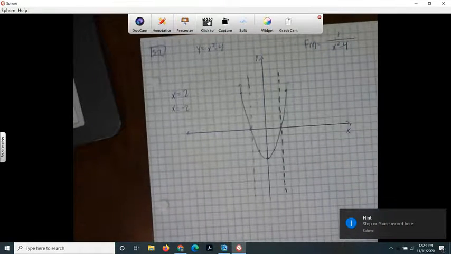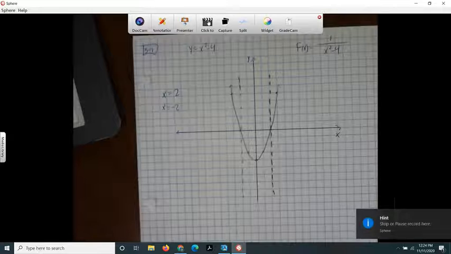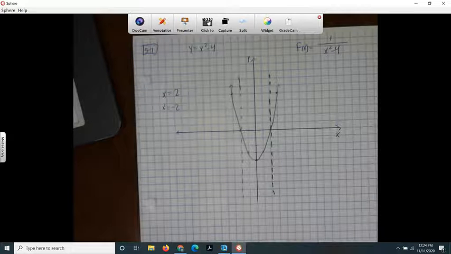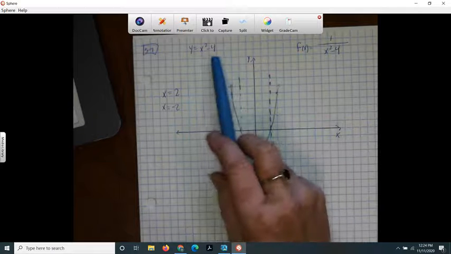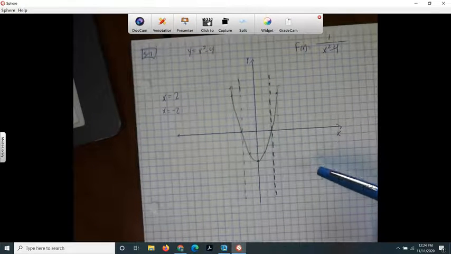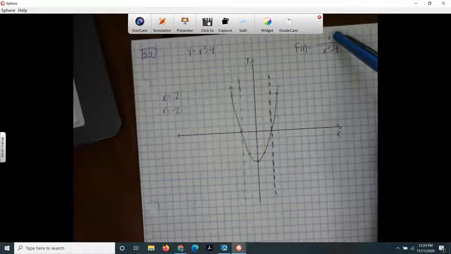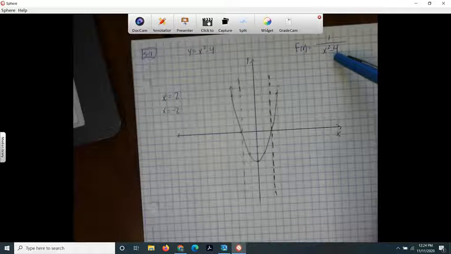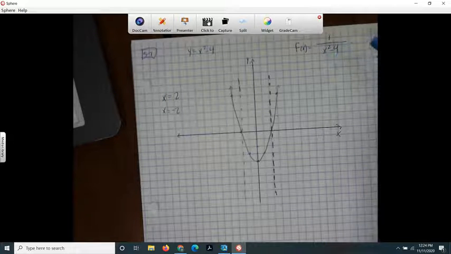Here is Precalc, problem number 5-7, and it is asking us to use the graph of x squared minus 4 to sketch the graph of f of x equals 1 over x squared minus 4 without using a graphing calculator. State the equations of the asymptotes in the graph of y equals f of x.